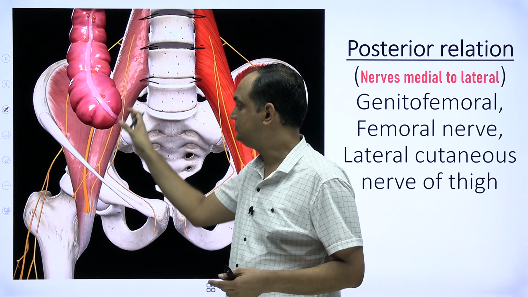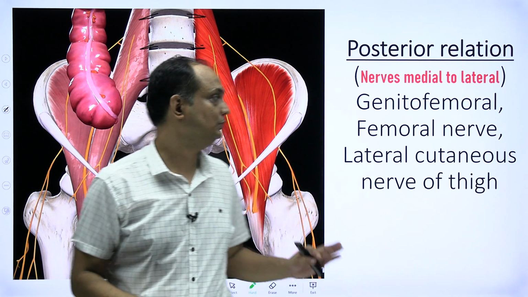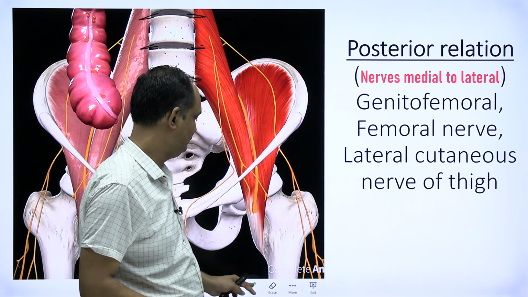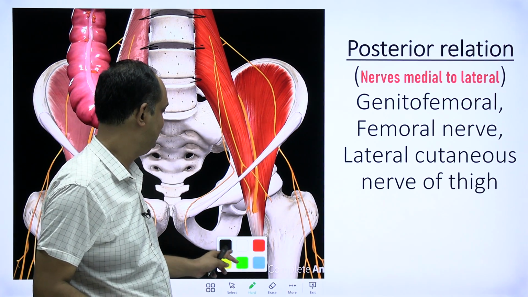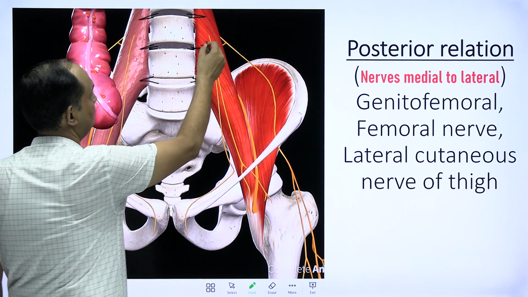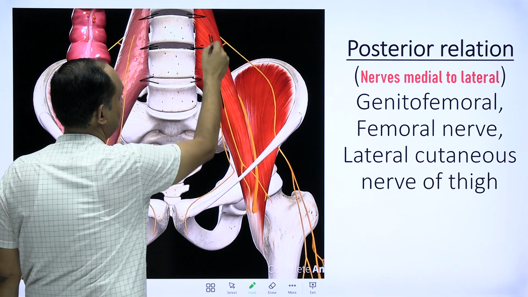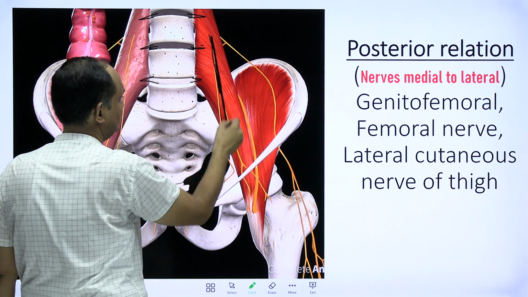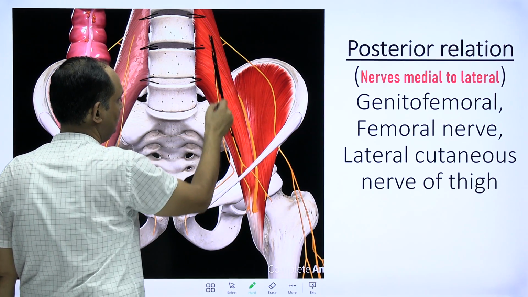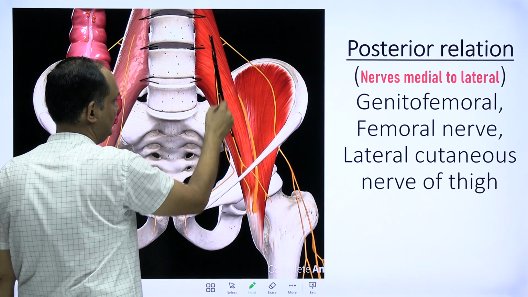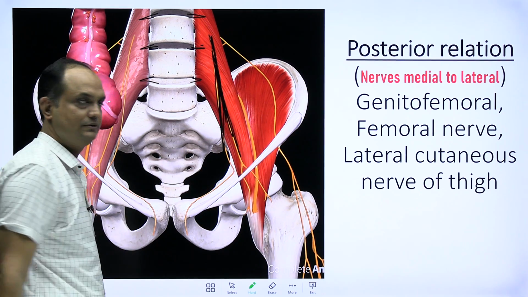So here, my dear students, you can see there are three nerves on both sides. Now, what are these three nerves? If you go from medial to lateral side, the first nerve is the genitofemoral nerve. This genitofemoral nerve runs on the anterior surface of psoas major, and later on it will divide into two branches, genital branch and femoral branch.